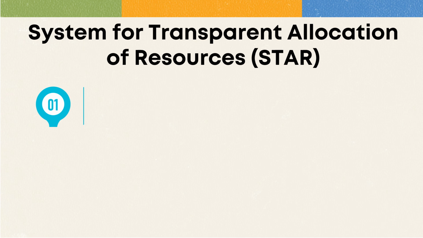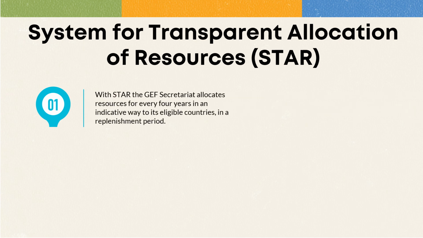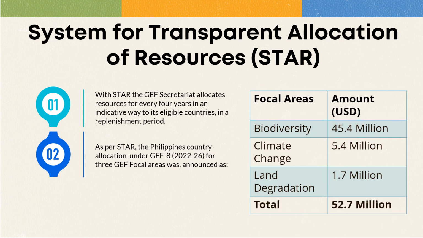GEF allocates its resources through replenishment cycles, the System for Transparent Allocation of Resources, STAR, focal area priorities, integrated programs, and a rigorous project approval and co-financing process. This structured approach ensures that funds are used effectively to address global environmental challenges and support sustainable development in eligible countries. STAR is a framework GEF uses to allocate resources to recipient countries for biodiversity, climate change mitigation, and land degradation focal areas. The STAR allocation system is designed to provide a more objective and transparent basis for allocating resources, ensuring that funds are used efficiently and effectively to address global environmental challenges.